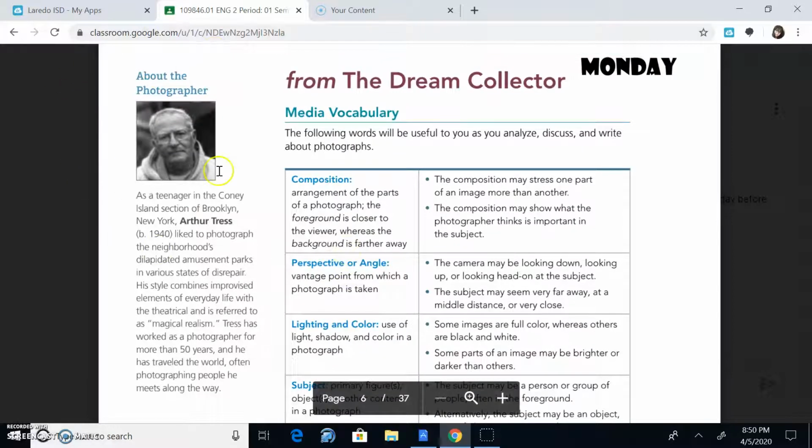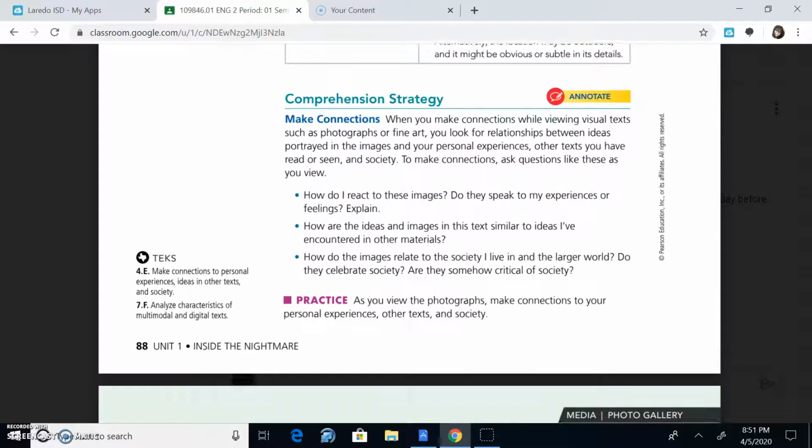Here's some background information about the photographer. As a teenager in the Coney Island section of Brooklyn, New York, Arthur Tress liked to photograph the neighborhood's dilapidated amusement parks in various states of disrepair. His style combines improvised elements of everyday life with the theatrical and is referred to as magical realism. Tress has worked as a photographer for more than 50 years and he has traveled the world, often photographing people he meets along the way. So he is a photographer and we're going to be analyzing the collection of his photography, which he named the Dream Collector.